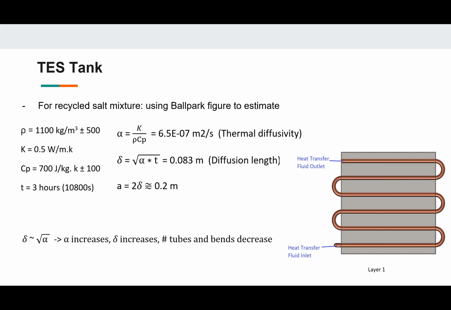That would also affect the spacing between 2 adjacent passes of each layer in the tank and the piping system. The material with higher thermal diffusivity responds faster to change, and this results in requiring fewer tubes and bends in each layer.